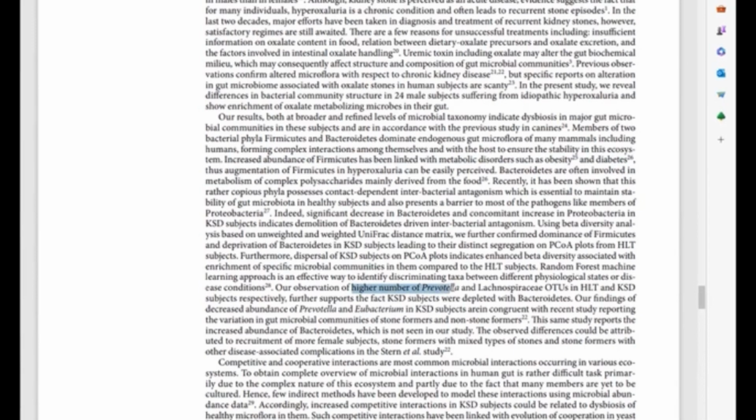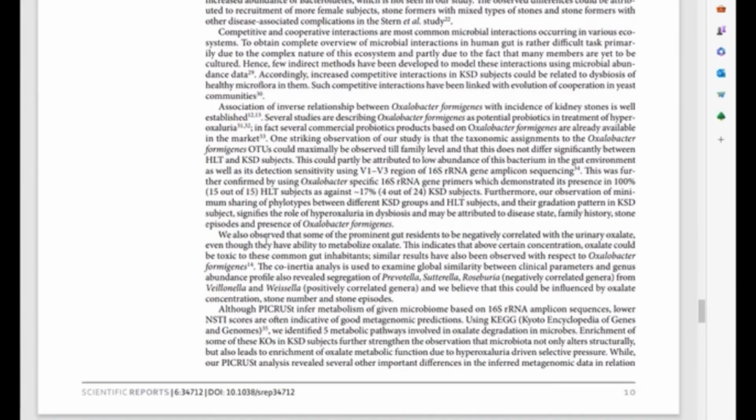There was a higher number of Prevotella as well. This indicates that above certain concentrations, oxalate could be toxic to common gut inhabitants. Similar results have been observed with respect to Oxalobacter. So basically what this is saying is too much oxalate. So vegans or people who are consuming lots of oxalates or people who have a lot of mold in the gut, which also has an oxalate component to it, could actually be causing Oxalobacter to die as well, because Oxalobacter, as Susan Owens says, does not thrive in a high oxalate environment. It does better in a low to medium oxalate environment. And this is the same thing with the oxalate driving the dysbiosis, is basically what this is saying.